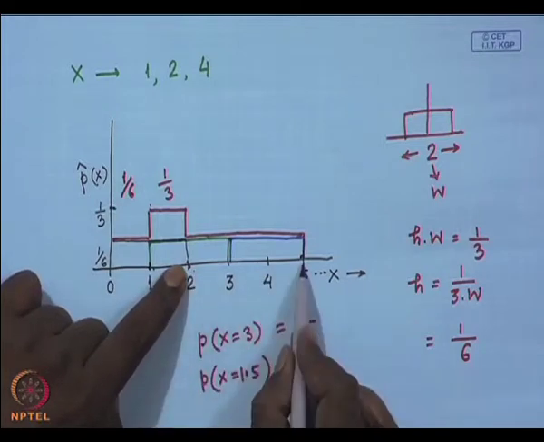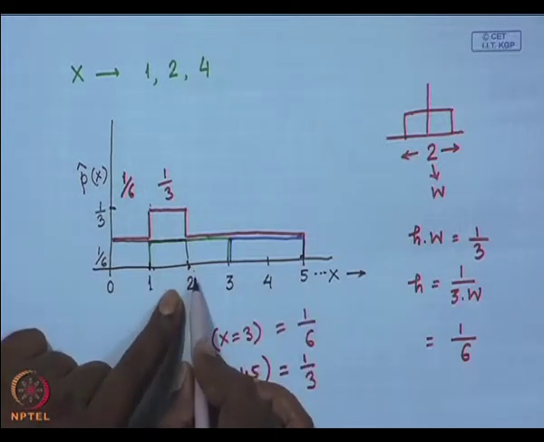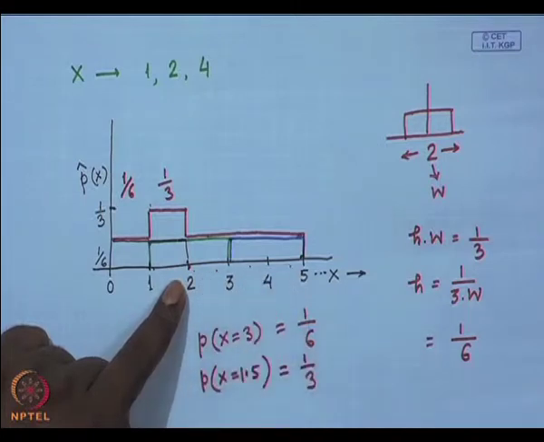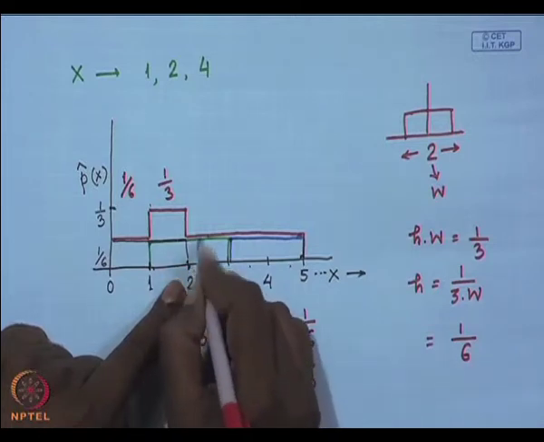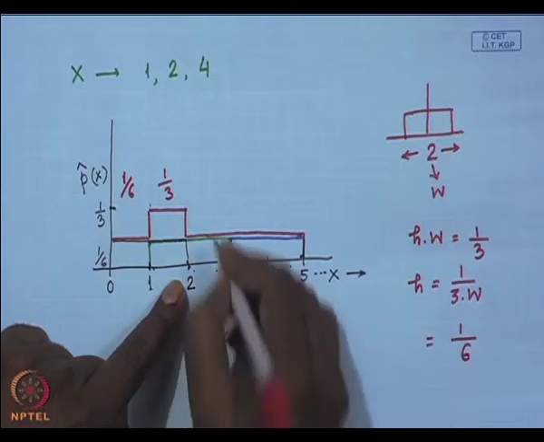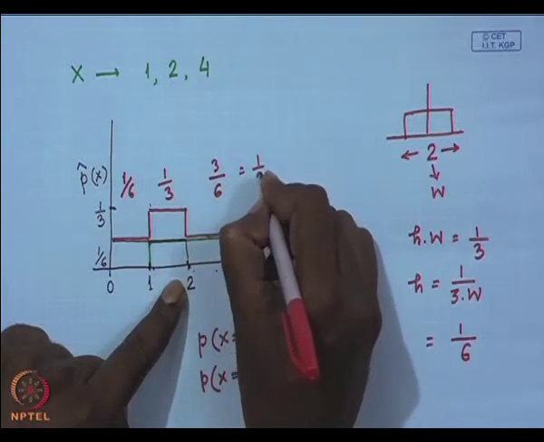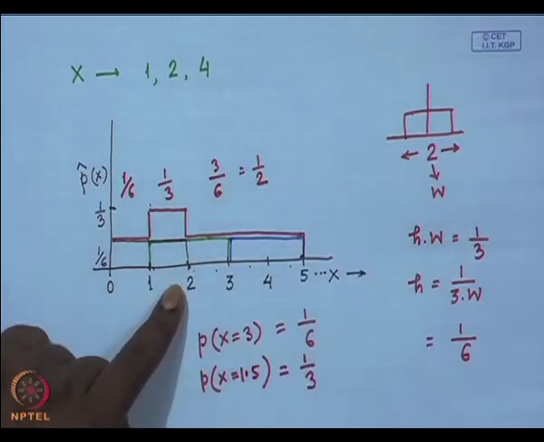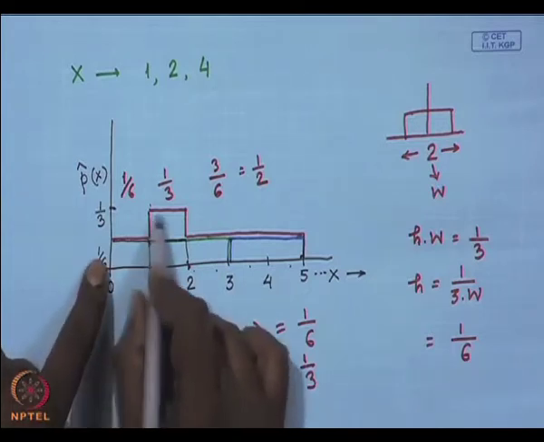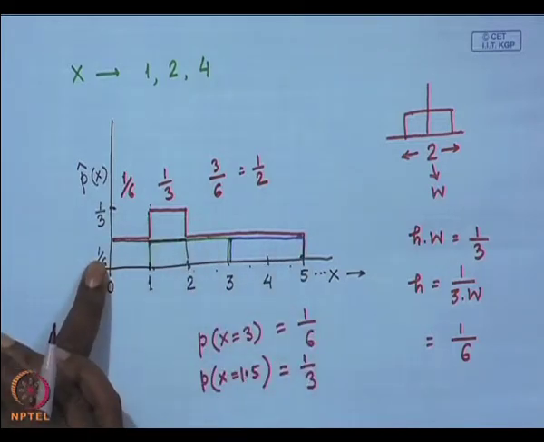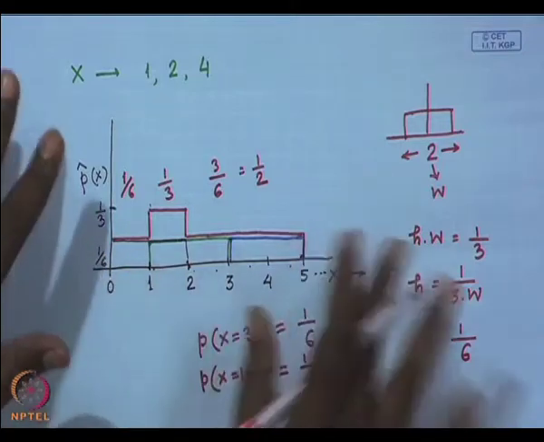From here to here the area is 1 upon 3, and from here to here the area is, I have 1, 2, 3 different segments of length 1, each having a width of 1 upon 6. So, it will be 3 by 6, which is nothing but half. So, if I add all these, I will get the total area under this probability density curve. So, this was a very simple case when we have used a rectangular window for estimation of probability density.